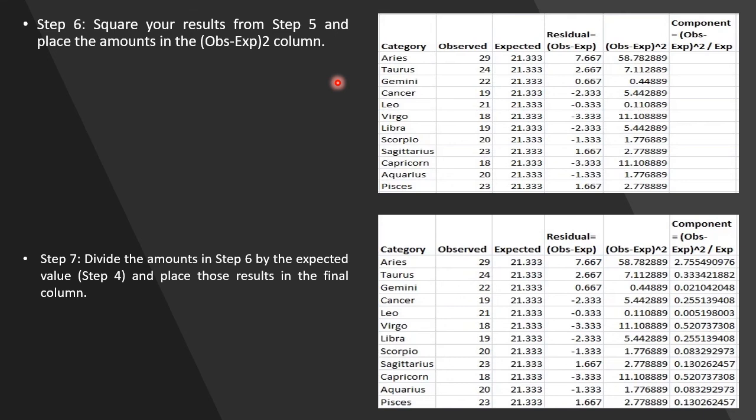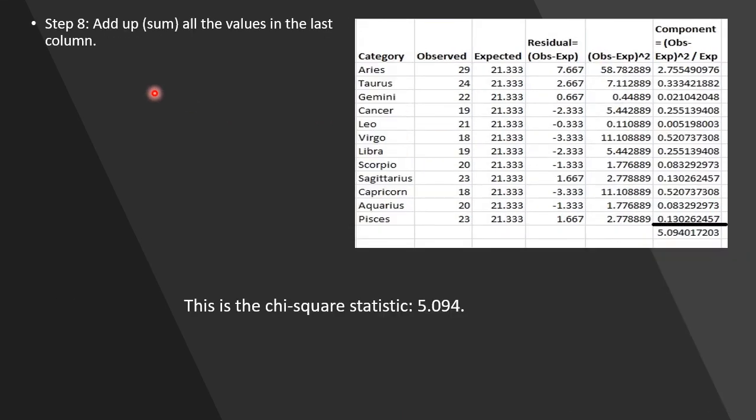And then in the next step, we are going to square our values and place the amount in the component section, where we are going to divide it by the expected values. And now you can see these values have emerged. Now, in the last step, we are going to sum up all the values in the last column and we will get the chi-square statistic as 5.094.